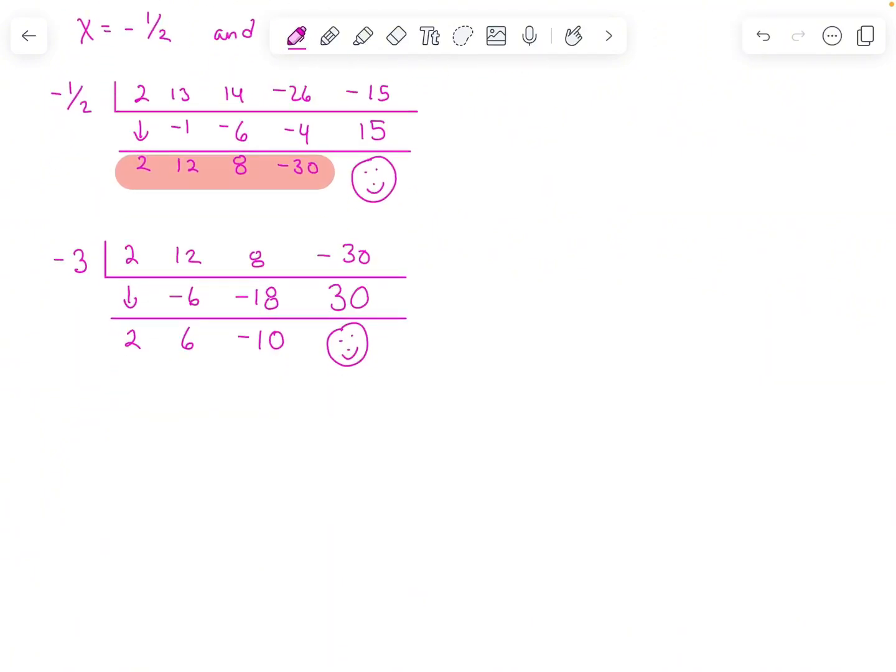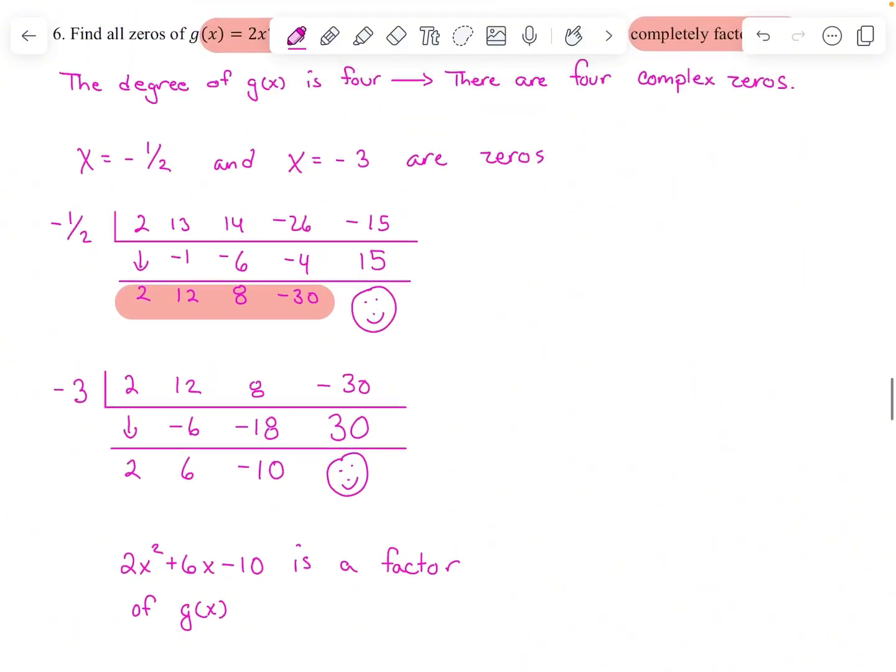The 2, 6, and -10 are coefficients of the polynomial 2x squared plus 6x minus 10. And this is a factor of g of x. So what I'm going to do is set that factor equal to 0 and solve for x. Since every one of these numbers is divisible by 2, I'm going to divide each term by 2. And now I'm going to use the quadratic formula to solve for x.